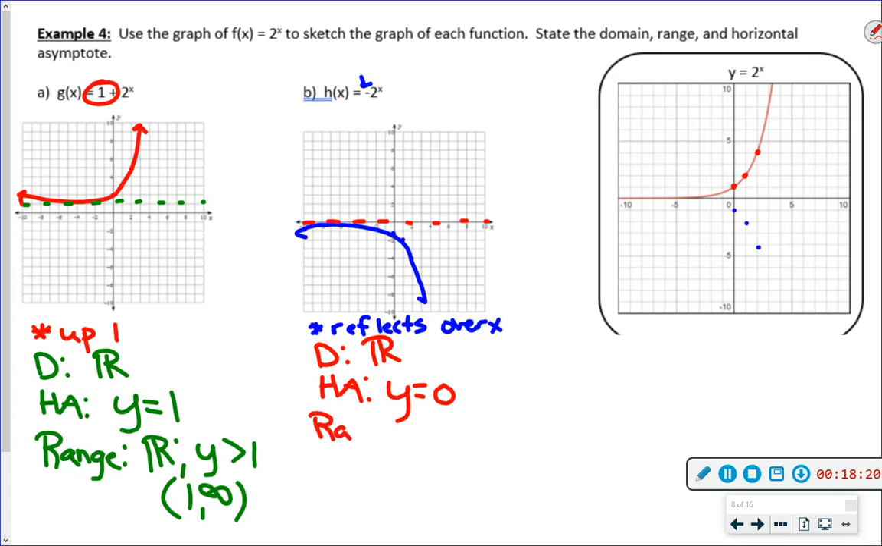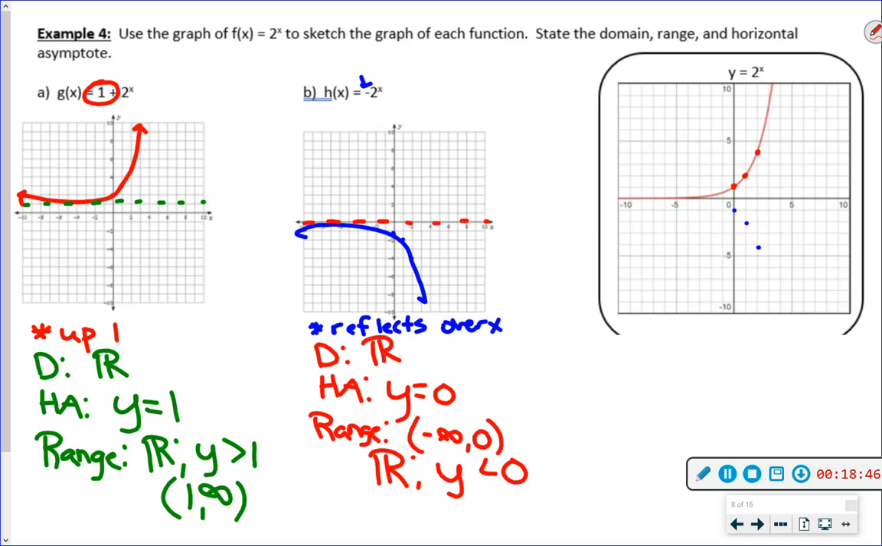And our range, okay, this time we are underneath 0. So you could say our real numbers, y is less than 0. Or I'm going to go interval notation, from negative infinity up to 0. Parentheses, not including 0. Or like I said, I'll write both for you. I'll take either version. It doesn't matter to me how you want to do it.